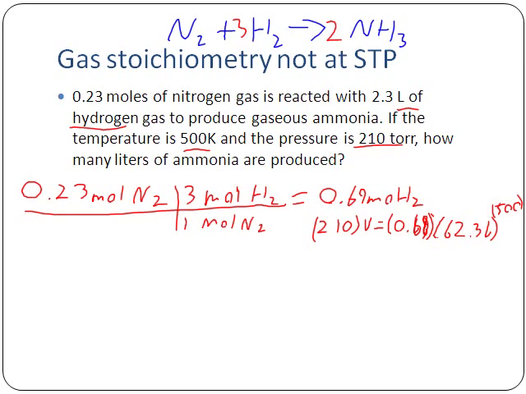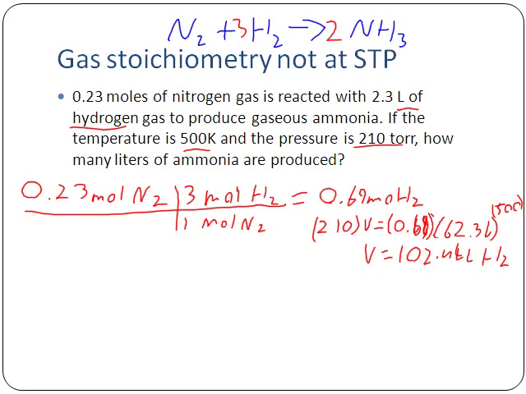Okay, so when we do this, we're solving for volume, and so we're going to go ahead and multiply all that stuff that's over there on the right side. So 0.69 moles times 62.36 times 500 Kelvin, and then we're going to divide that by the 210 that's on the left, and we end up getting, in this case, a volume of 102.44 liters of hydrogen gas. And so the question is, in order to react our full 0.23 moles of nitrogen, we would need 102.4 liters of hydrogen.